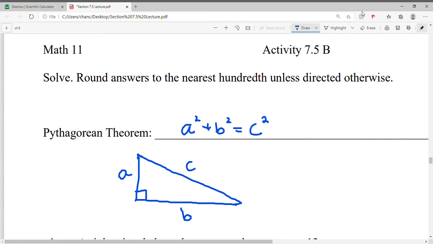Now remember, this formula only works for right triangles, triangles with a square corner. A squared plus b squared is equal to c squared. Again, A is a leg, B is a leg, and the longest side C is known as the hypotenuse.